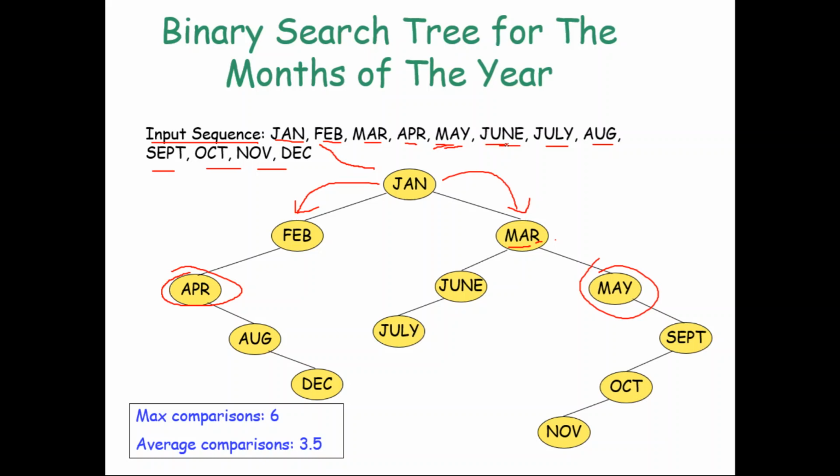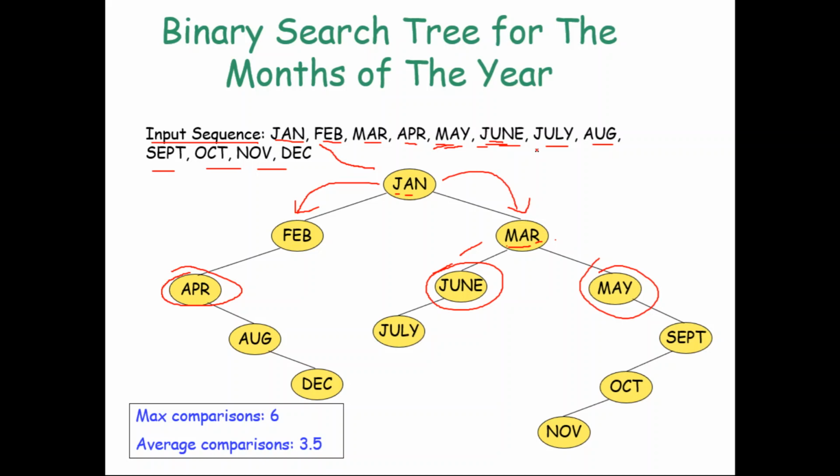Next, June. So what is June? It starts with J, and Jan also starts with J, so go to the next character, U here and A there. June is greater than Jan, so it comes to the right. But J is less than M, so go left. So it is added as the left child of March.